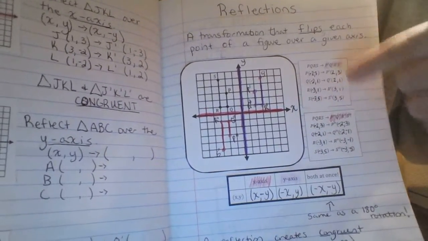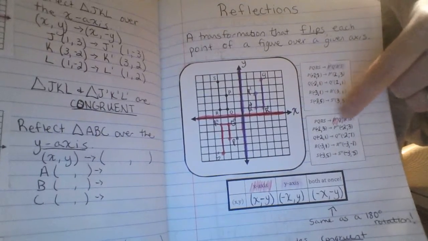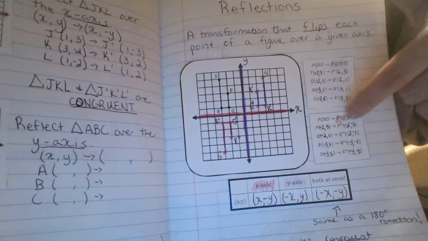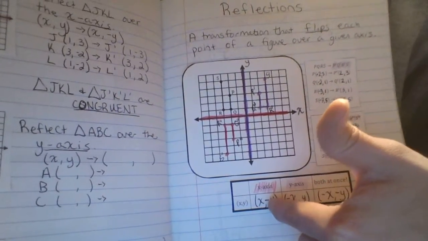If you look at your coordinate points, let's start with the x-axis. It was negative 2, 3. It's now negative 2, negative 3. So what changed was that y value. We did the opposite of that.